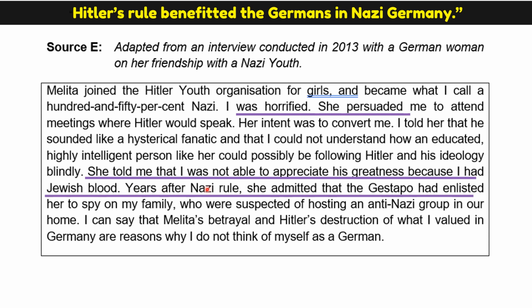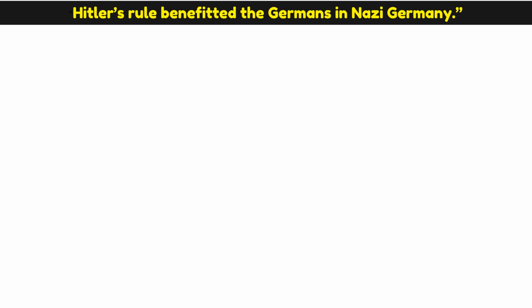And years after that, she admitted that the Gestapo, which was the secret police for the Germans, had enlisted her to spy on my family. And then at the end of it, it's about betrayal. So the relationship had failed. That means imagine your good friend is telling tales on you, or is actually spying on you, turning her back on you. So how would you feel? And how does this situation benefit the Germans? Did it benefit the Germans or not? So how would you answer this?